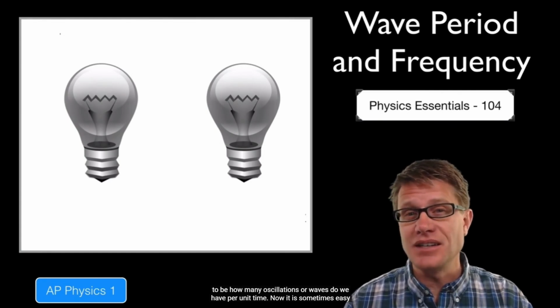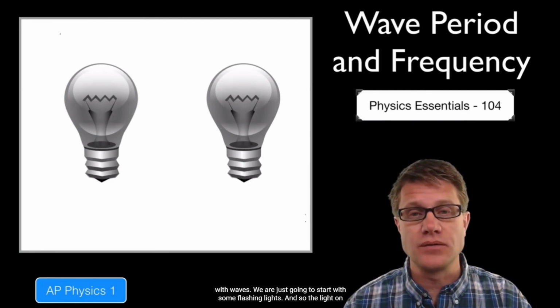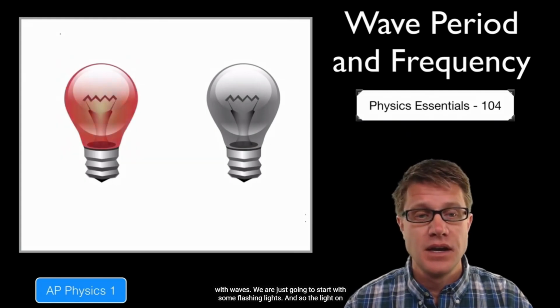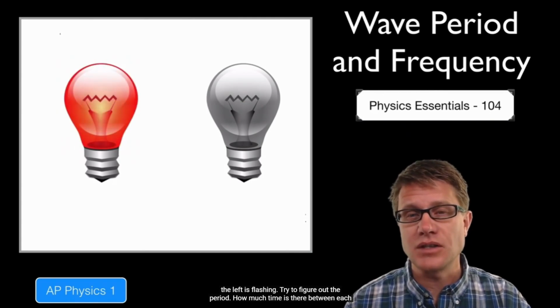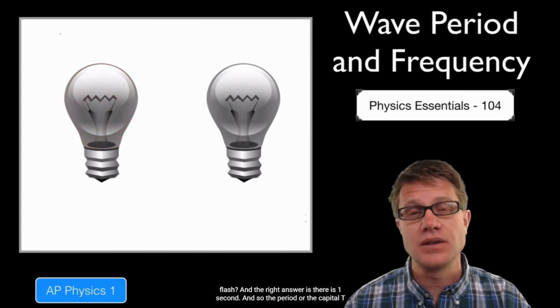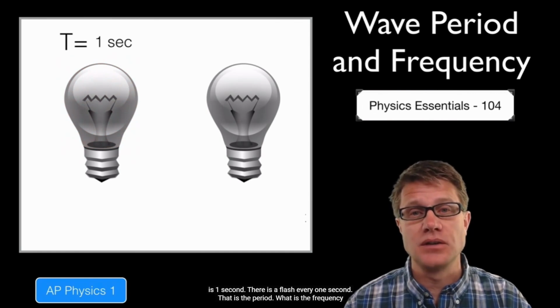Now, it's sometimes easy to confuse frequency with the velocity of the wave, so we're not even going to start with waves. We're just going to start with some flashing lights. The light on the left is flashing. Try to figure out the period. How much time is there between each flash? And the right answer is 1 second. So the period, or capital T, is 1 second. There's a flash every 1 second.